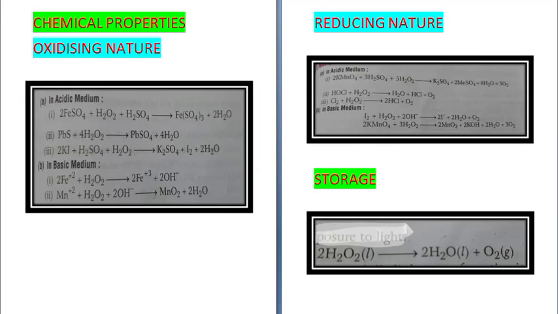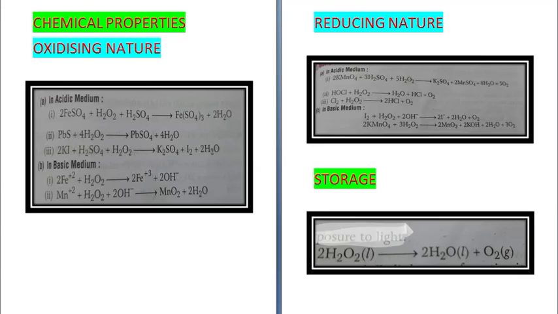Now in basic medium, 2Fe2+ plus H2O2 gives you 2Fe3+. From Fe2+ it is getting converted to Fe3+, plus 2OH-. Similarly, Mn2+ plus H2O2 plus 2OH- gives you MnO2 plus 2H2O.